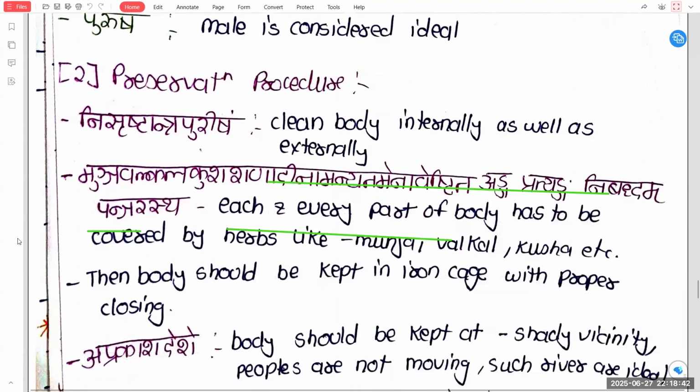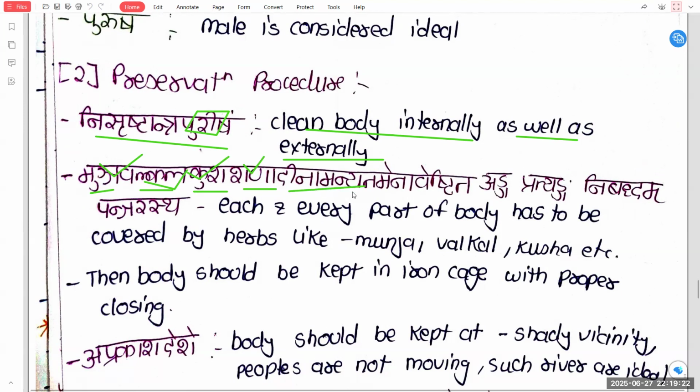Now, once we have selected the body which fulfills all the above criteria, we are going to preserve that body. So, how are we going to preserve that body? Nisrushta Andhra Purisham. Clean the body internally as well as externally. Andhra means intestine. So, remove all the fecal material present in the intestine. Then, the next step will be Munja, Valkala, Kusha, Shana, Adi. Now, Munj, Valkal, Kush, and Shan are herbs. Adi means etcetera. So, such herbs should be taken.